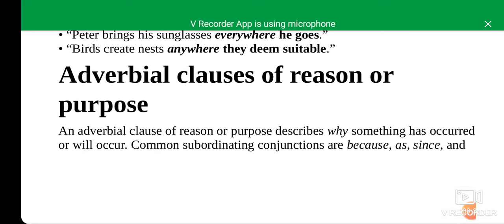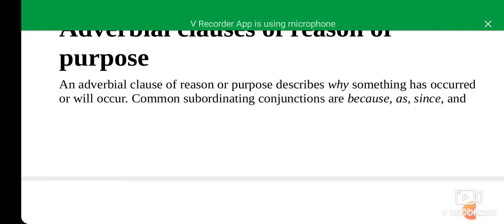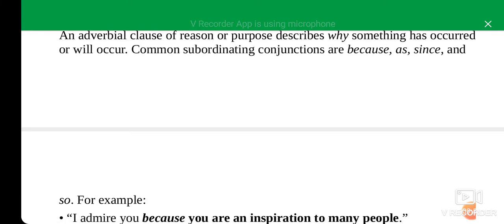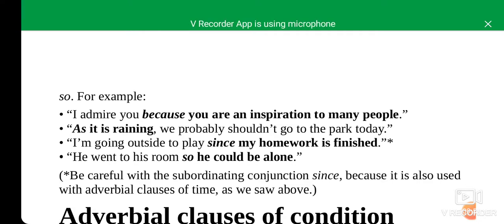Now we are going to study another type of adverbial clause, that is the adverbial clauses of reason or purpose. An adverbial clause of reason or purpose describes why something has occurred or will occur. Common subordinating conjunctions are because, as, since, and so. For example, I admire you because you are an inspiration to many people. Now, the reason for admiring is that someone is an inspiration to many people.